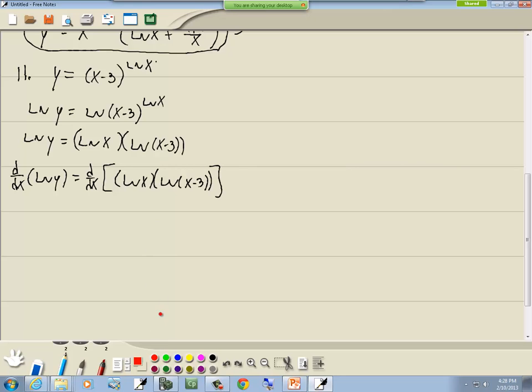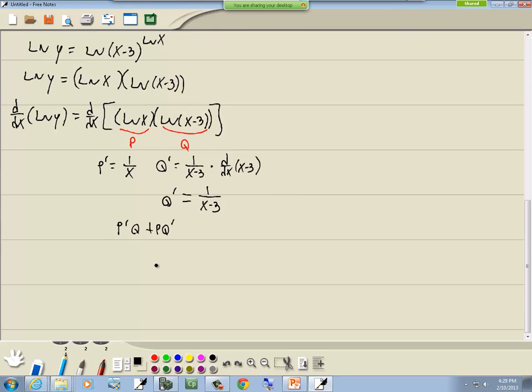Now over on the right side, this is the product rule. So this natural log of x is p, the natural log of x minus 3 is q. P prime, the derivative of natural log of x, is 1 over x. Q prime, the derivative of natural log of x minus 3, is 1 over x minus 3 times the derivative of x minus 3. Again, the chain rule. Anytime you have natural log of something more than a single x, the derivative is always 1 over whatever's inside the parentheses times the derivative of what's inside the parentheses. But the derivative of x minus 3 is 1, so q prime is just 1 over x minus 3. So we'll have p prime q plus p q prime.